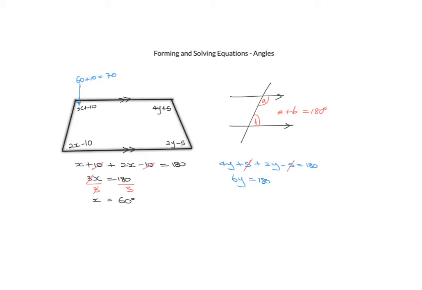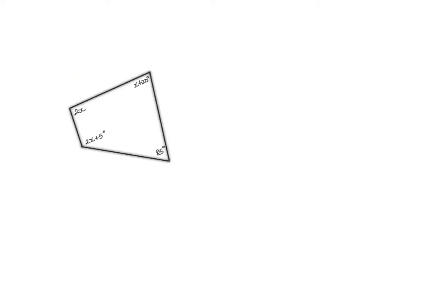And again, in order to find y, I need to do the inverse operation. Divide them both by 6 to tell me that y is 30 degrees. Okay, so that's our first question done. Now we go to our next question. Here we've got now another quadrilateral, but there's nothing too special about this quadrilateral. There are no parallel sides on it or anything like that. It's just your regular run-of-the-mill quadrilateral.